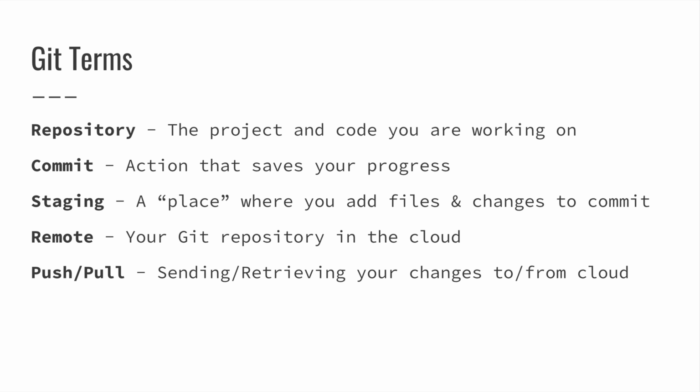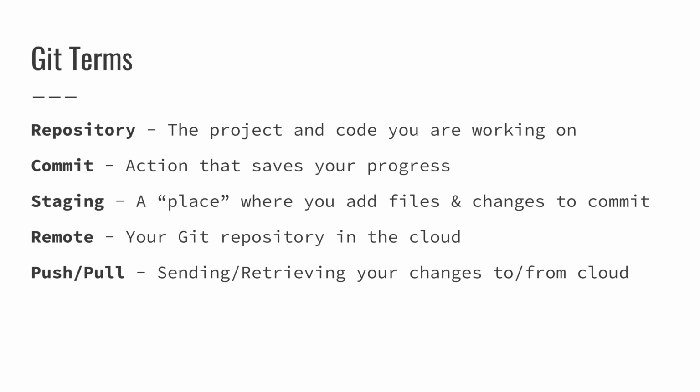The next term that you would see often is something called commit. So I already mentioned before, commit is an action which basically saves your progress. So every time you commit, think of it as saving your progress. Another word is called staging, and staging you should think of as a place where you can add your files and your changes. You push it into the staging area before you commit. So that's staging. And sometimes in Git we also refer to things as remote.